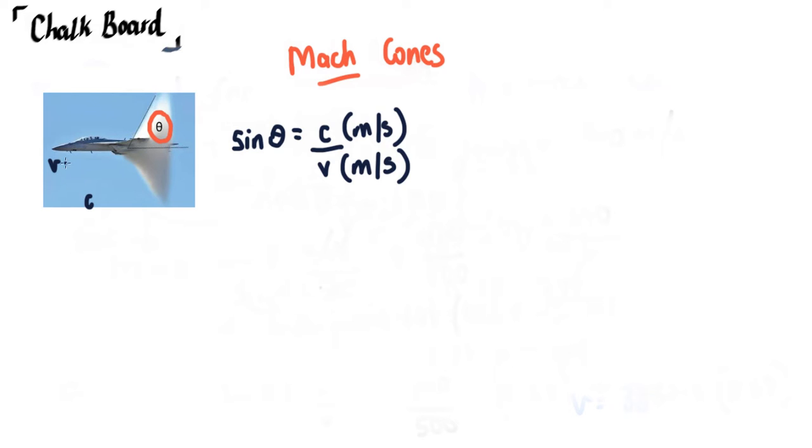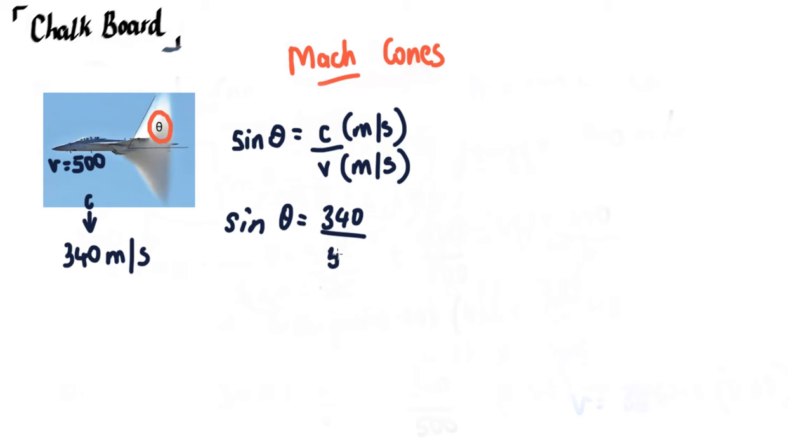Let's presume that the aircraft we have here is moving at a velocity of 500 meters per second, and let's presume that the speed of sound is 340 meters per second. Based off this data, to find the angle, we could go with sine theta equals 340 divided by 500, which gives us approximately 0.68. Then it's just a matter of simple rearranging of the formula to find theta.